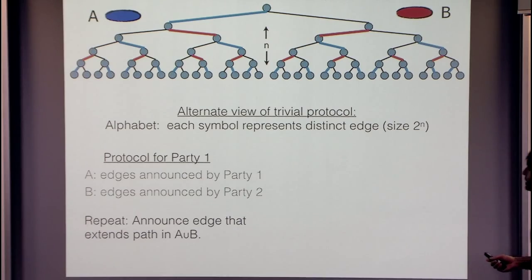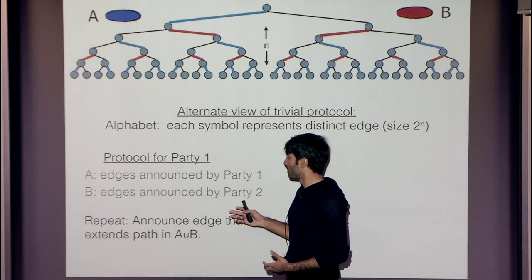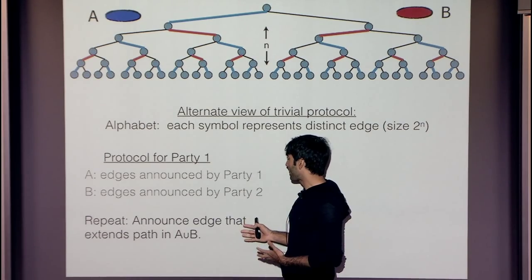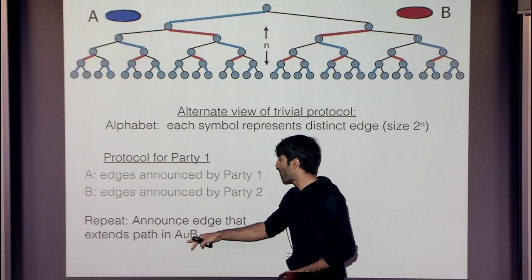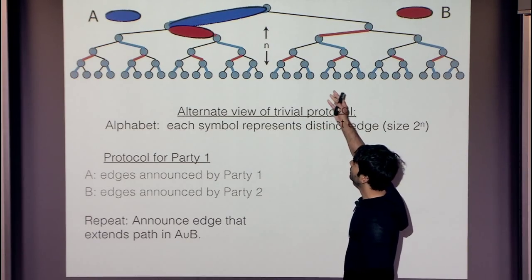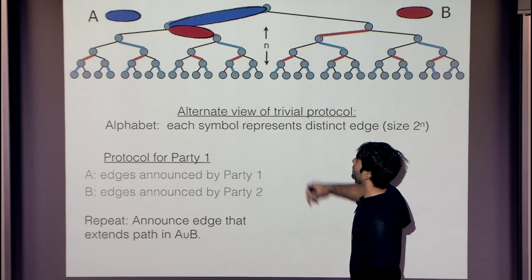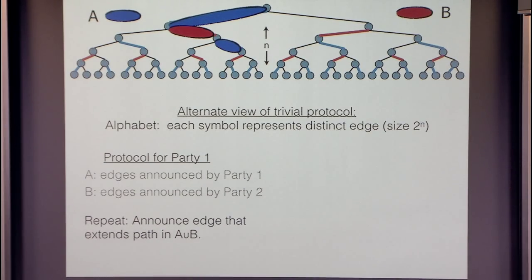In every step, a party announces an edge. And the edge they announce is the unique edge that extends the path that's given in the set of edges that have been announced so far. So in the first step, the first party announces this edge. Okay. Then the second party announces this edge. And now, A union B form this path. And the first party knows how to extend that path, so the first party announces this edge.